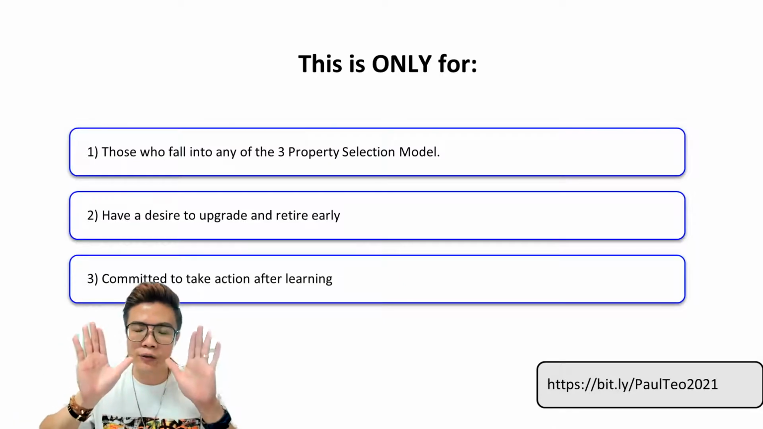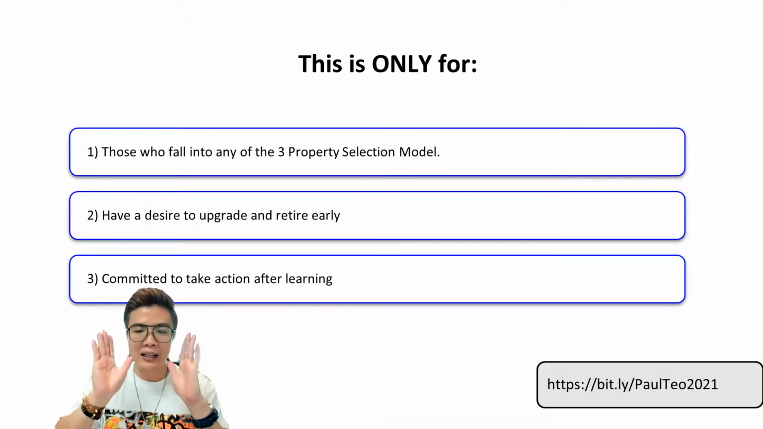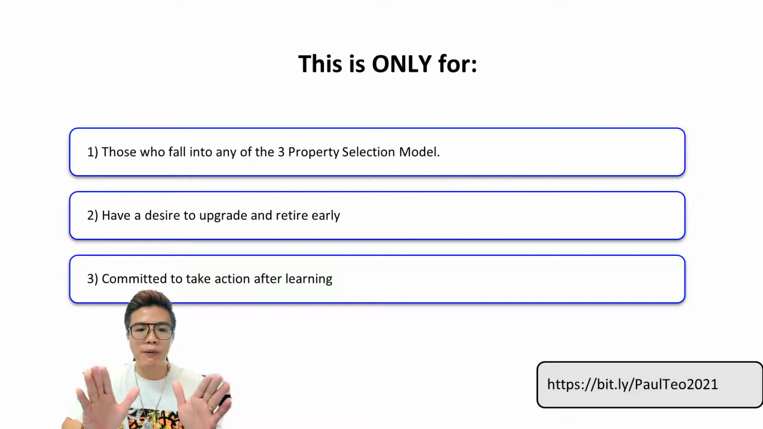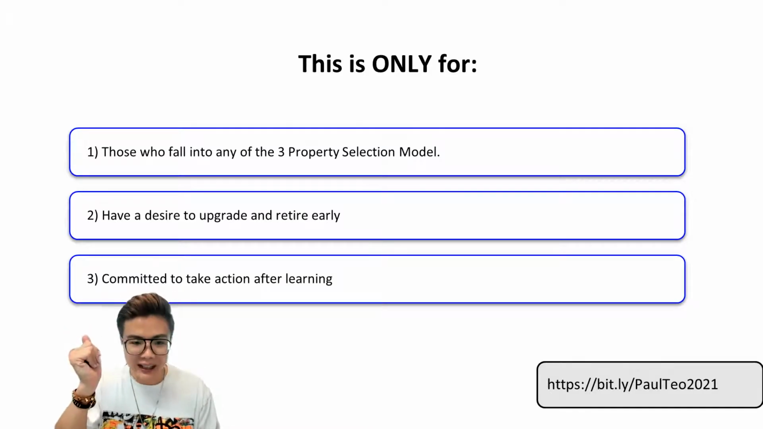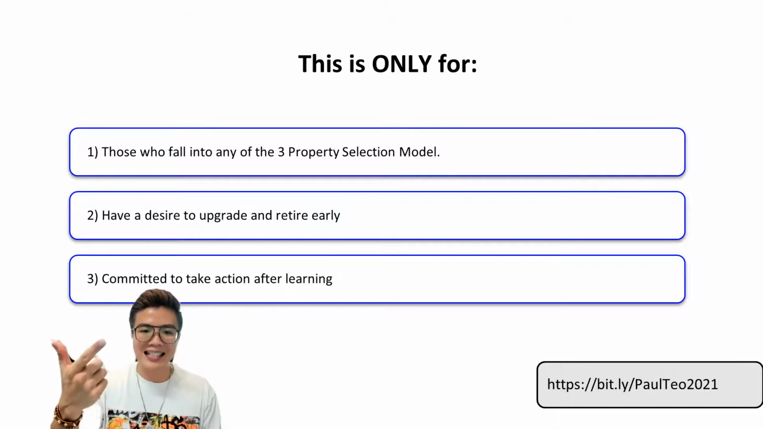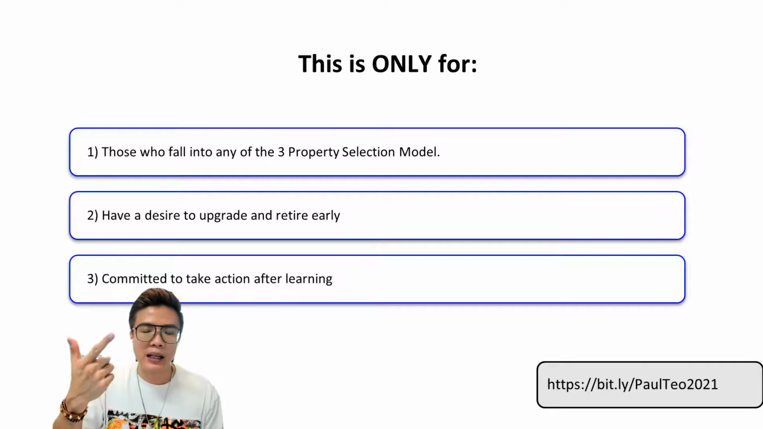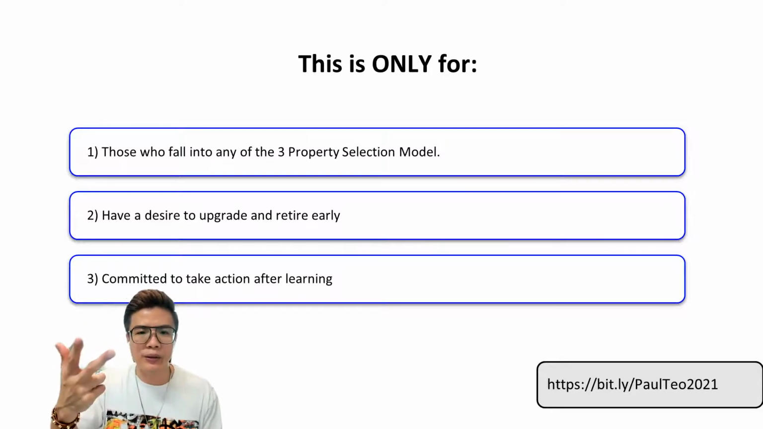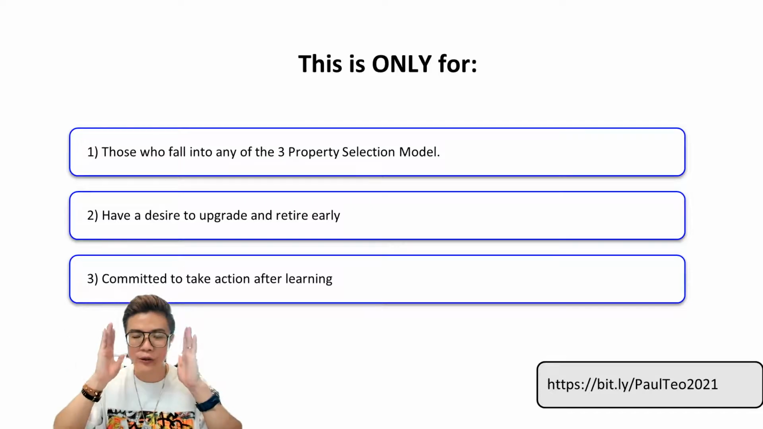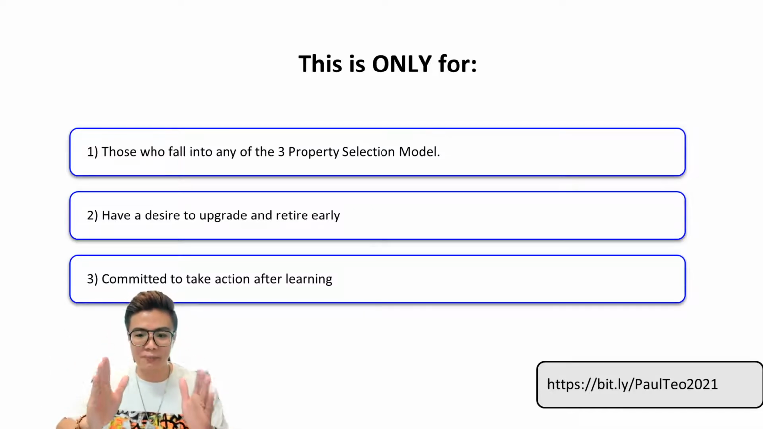But today, for those who want to register for the Zoom call, I just want to invite those people who are already clear about which property model they are in, and who have a desire to upgrade and to retire early. And most importantly, after the Zoom call, you are committed to take action after going through it in detail. So this is only for those people who are ready and committed.